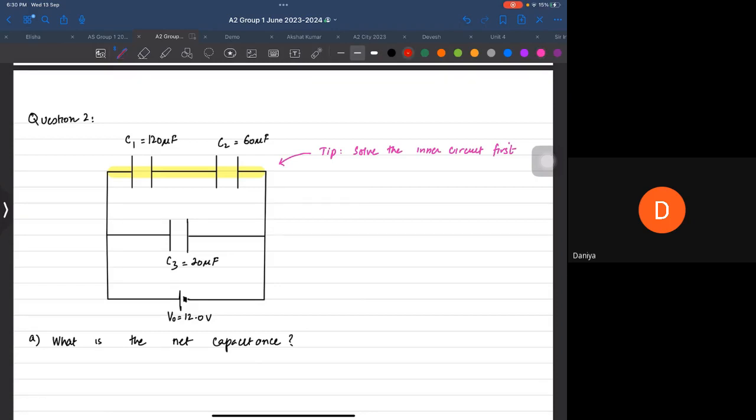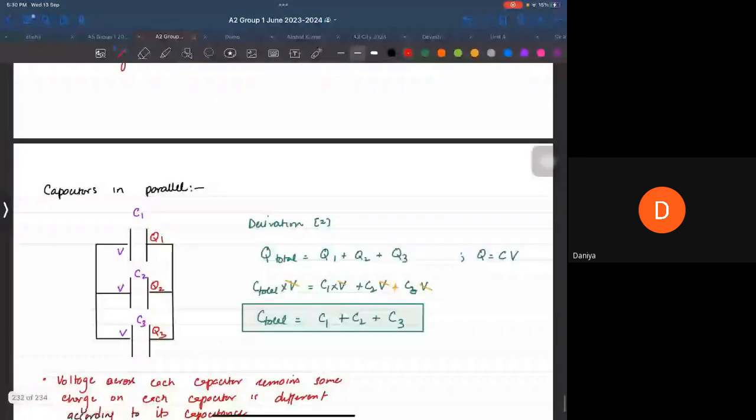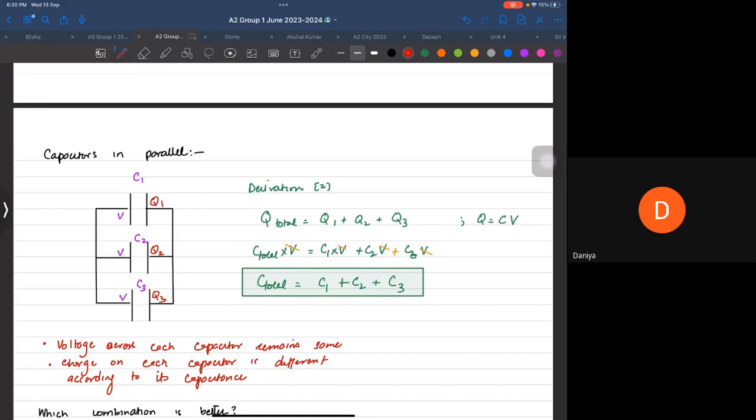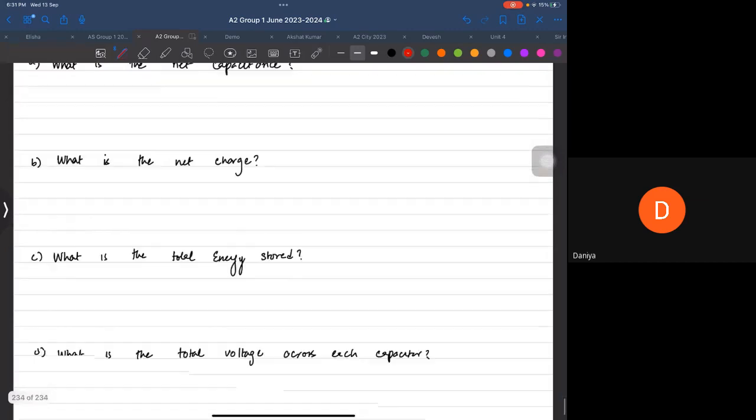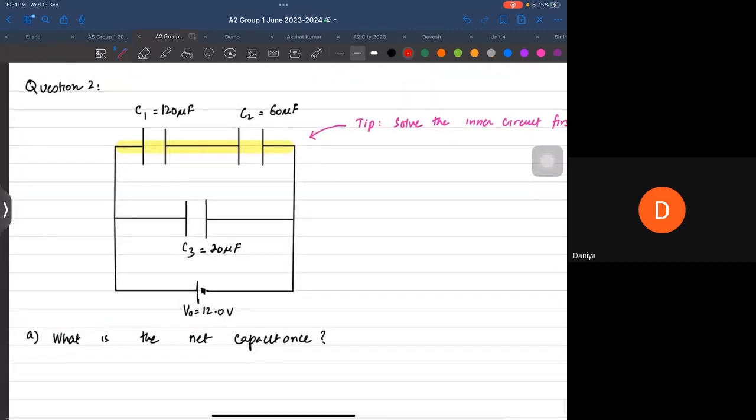Now, the next thing you should understand is that because it's parallel, I told you yesterday that when capacitors are in parallel, the voltage across each branch is the same. This means that this whole thing will have 12 volts across it, and also this whole thing will have 12 volts across it as well, because each branch will get the same amount of voltage.